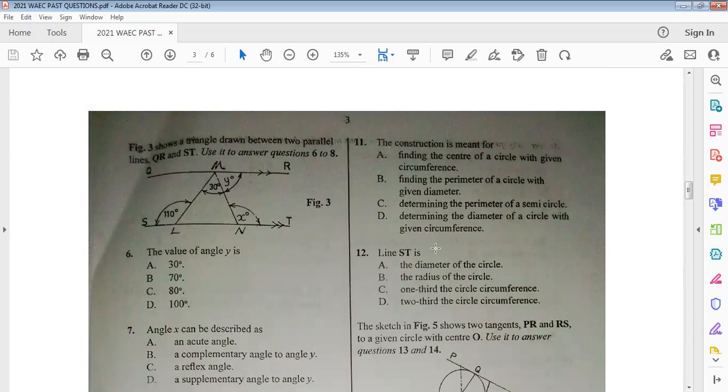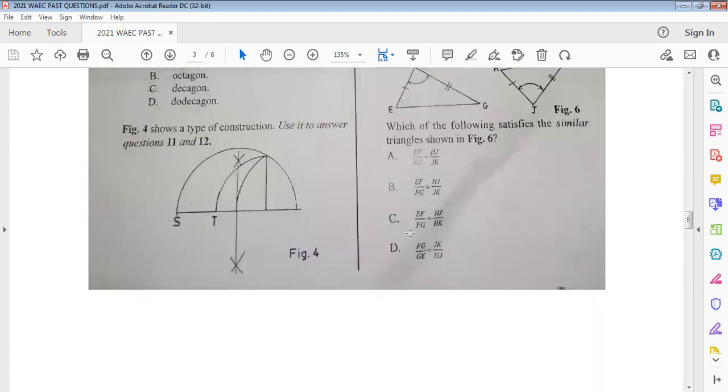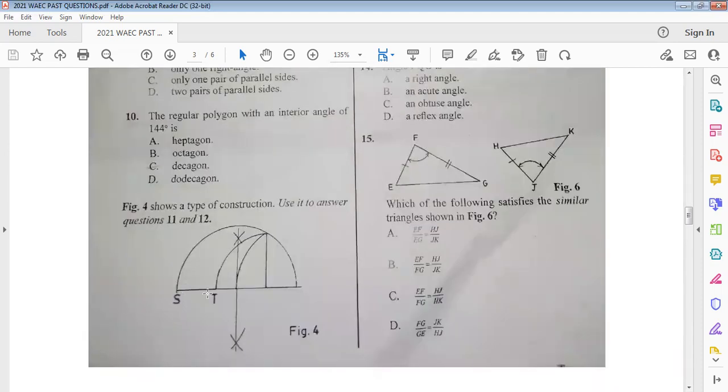I've given you the answer to that. You don't have to go back to that diagram. So the correct answer is option D. We use this method to determine the diameter of a circle when we are given the circumference of the circle. So distance from here to here is the circumference of the circle. So then distance ST is the required diameter.